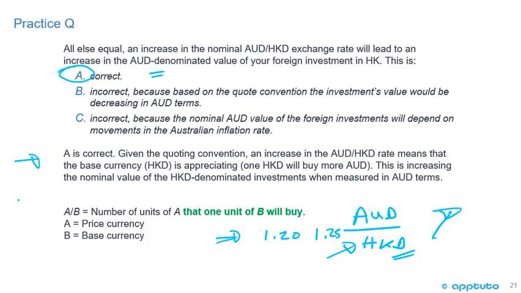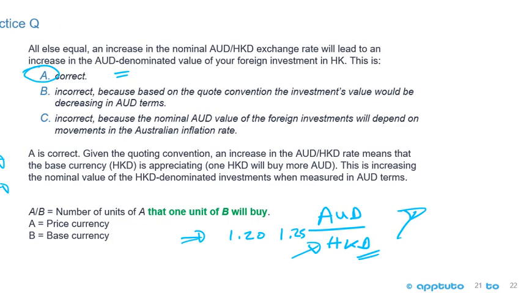A is correct. Given the quoting convention, an increase in the AUD HKD rate means that the base currency, Hong Kong dollar, is appreciating. 1 Hong Kong dollar will buy more Aussie dollars. This is increasing the nominal value of the Hong Kong denominated investments when measured in AUD terms.